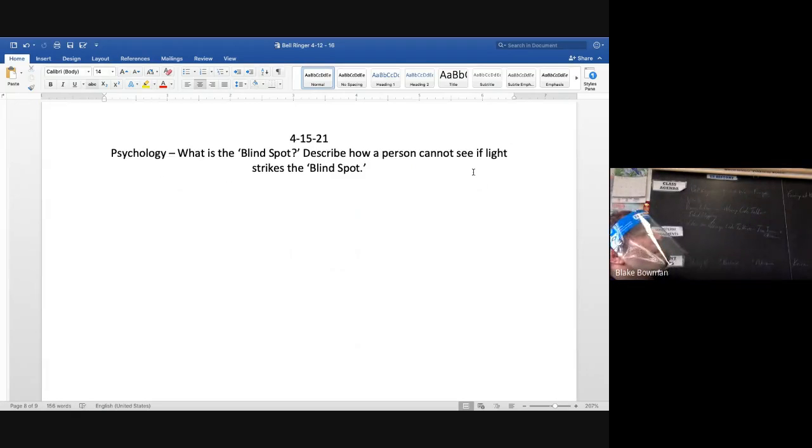So what is a blind spot? Describe how a person cannot see if light strikes the blind spot. I didn't want to give it away, so that's why I didn't say where the light would strike.